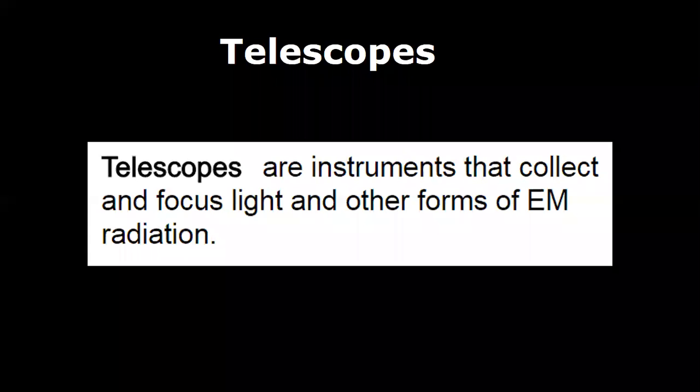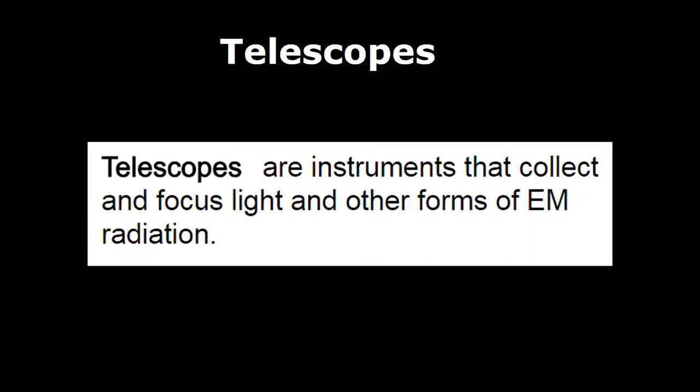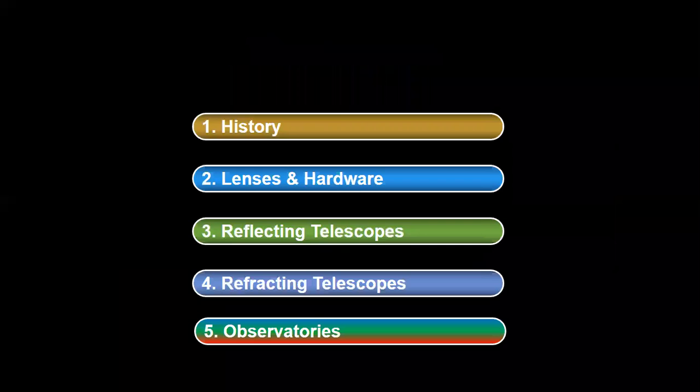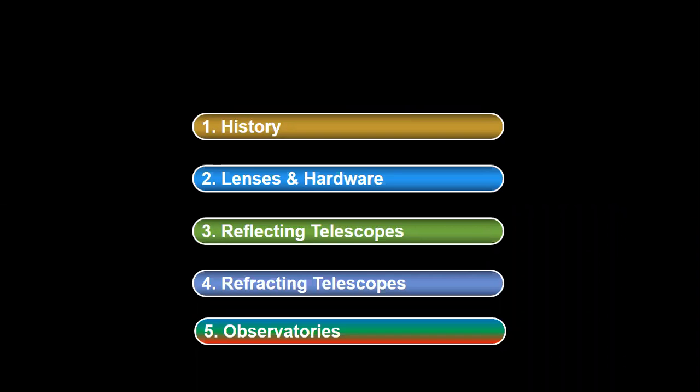Telescopes. Telescopes are instruments that collect and focus light and also other forms of electromagnetic radiation. Maybe we were just thinking that telescopes are devices that work optically, collecting light rays, but they don't collect only visible light. There are telescopes that can collect radio waves, X-rays, and other electromagnetic radiation. In this class, we will be learning about the history, lenses and hardware, then reflecting telescopes, refracting telescopes, and observatories.